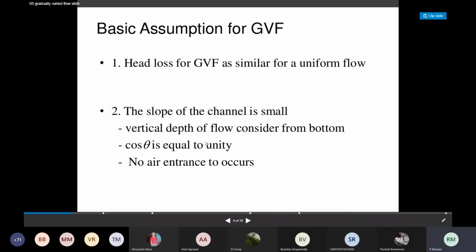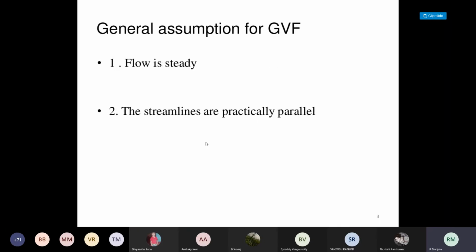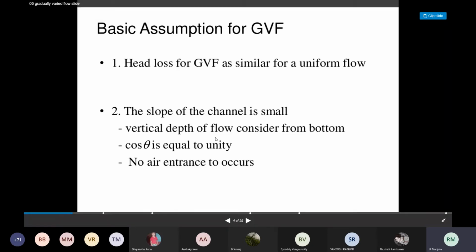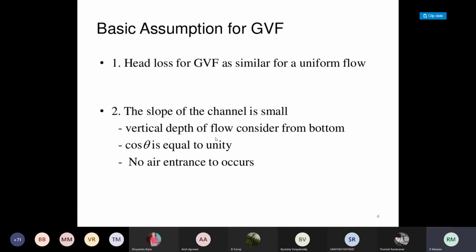What are the assumptions made? The general assumptions for gradually varied flow are that the flow is steady and the streamlines are usually parallel. The head loss for gradually varied flow is similar to that of uniform flow; whatever frictional losses we assume for uniform flow, the same can be assumed here. The slope of the channel is small, so you can consider cos theta equal to unity. There is no air entrainment, and the vertical depth of flow is considered from the bottom.